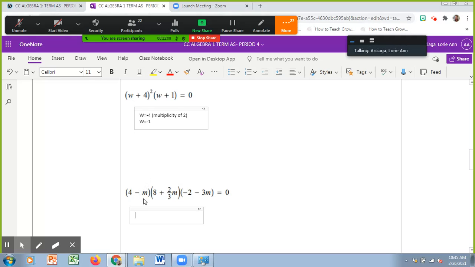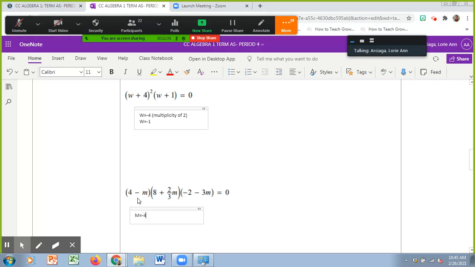How do we do that? Remember your shortcut in your head. Opposite of the constant, divide by the number that comes with the variable, or the coefficient. Let's try that. M equals, what's the opposite of the number that is by itself in the 4 minus m portion? Just focus on this one factor at a time. What's the opposite? -4.